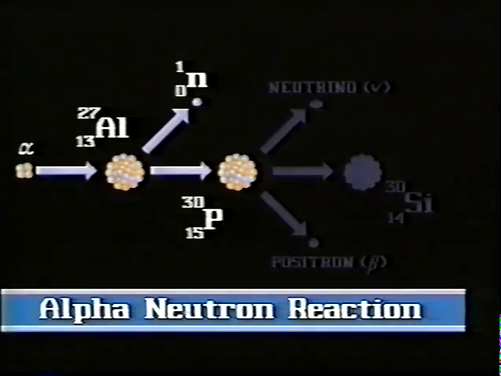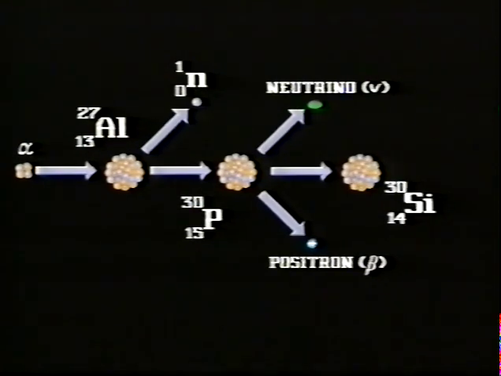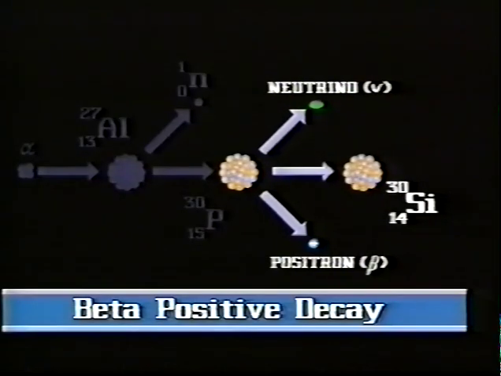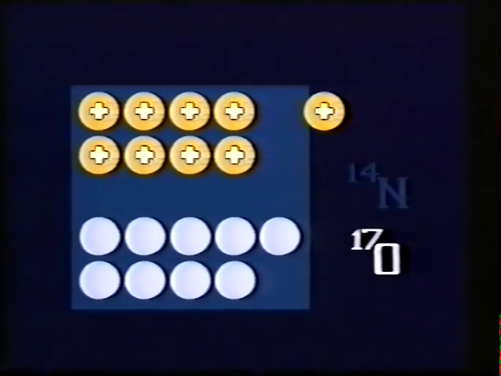When the nucleus of aluminium-27 is bombarded with alpha particles, there is a transmutation into an unstable isotope of phosphorus. It is a radioisotope with a half-life of 2.5 minutes. It will decay into a stable isotope of silicon. The second part is a beta-positive decay where a positron is emitted. The first artificial transmutation was carried out by Rutherford, who bombarded nitrogen with alpha particles to produce oxygen.